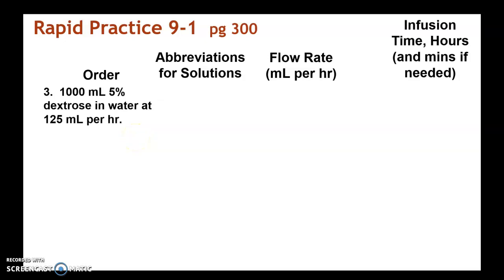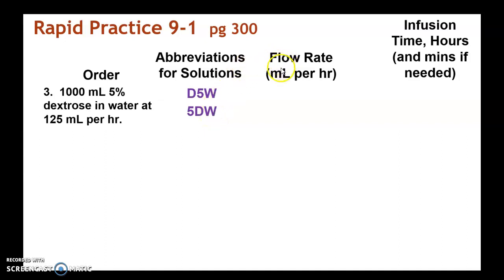Okay, number 3 says we need to give 1,000 milliliters, 5% dextrose in water at 125 milliliter per hour. So the abbreviation for our solution is going to come back to this 5% dextrose in water. You may see that written a couple different ways. It could be a D5W or 5DW. Okay, either one of those are acceptable.